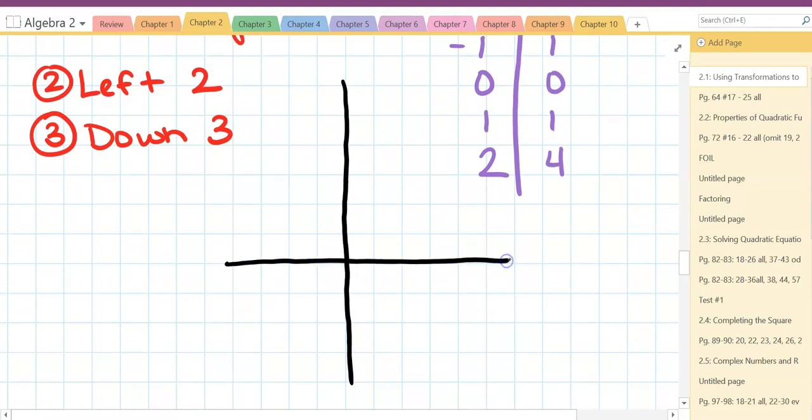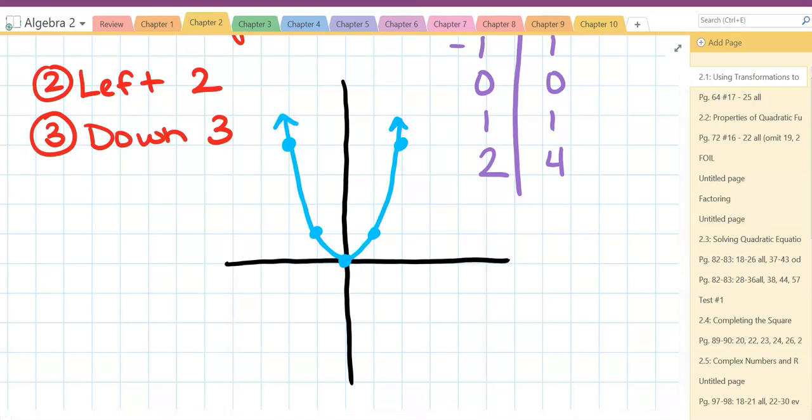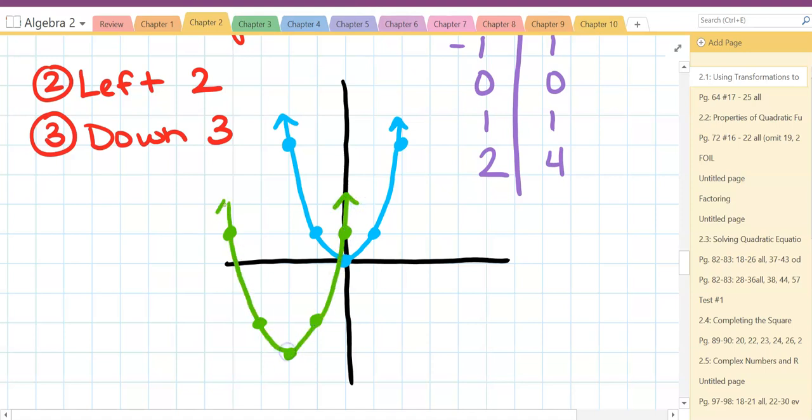So I'm going to scroll down here and we're going to graph this. So I'm going to graph the parent function first. Okay, so there's the parent. That's using that chart that I wrote down. So now I take all of these and I go left 2, down 3. So at each point, go left 1, 2, and down 1, 2, 3, and draw your new point. And there's your new one.